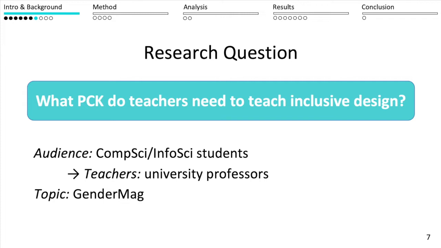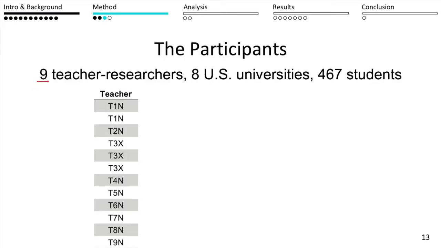When we were working on our research study, what we wanted to know is what PCK do teachers, faculty, need to teach inclusive design. When we did it, we collected information from a whole bunch of computer science faculty members. Well, not a whole bunch, 8, I believe, 9, I'll tell you in a minute. And also information science faculty. And so these were the professors and these were the students. And what they were doing is taking bits and pieces of GenderMag and integrating them into the various courses they were teaching. Yeah, it was 9 faculty members.